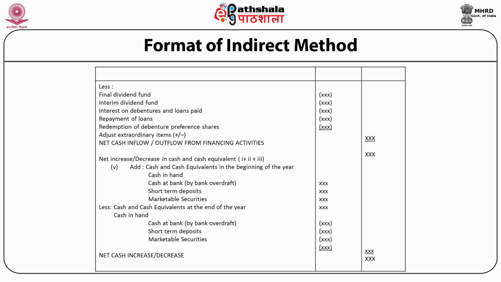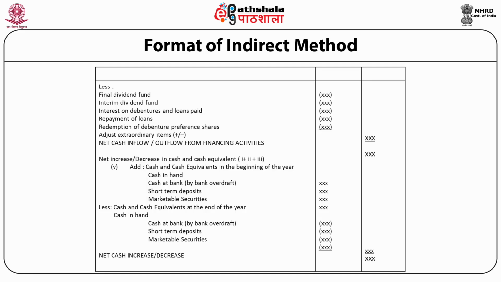So to find out net increase or decrease in cash and cash equivalent, we'll add all these three main headings. First one was cash flow from operating activities. Second one was cash flow from investing activities. And third one was cash flow from financing activities.